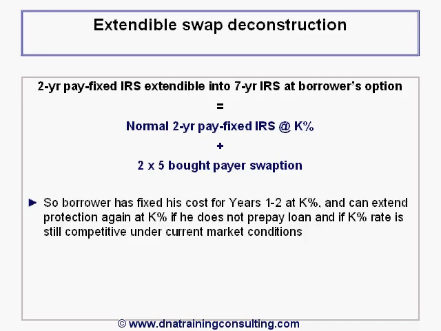So the borrower has fixed his cost for years 1 and 2 at K% and can extend this protection again at K% at the end of the 2 years for another 5 years if he has not prepaid the loan, and if the K% fixed rate available to him if he chooses to extend the swap is still competitive at current rates.